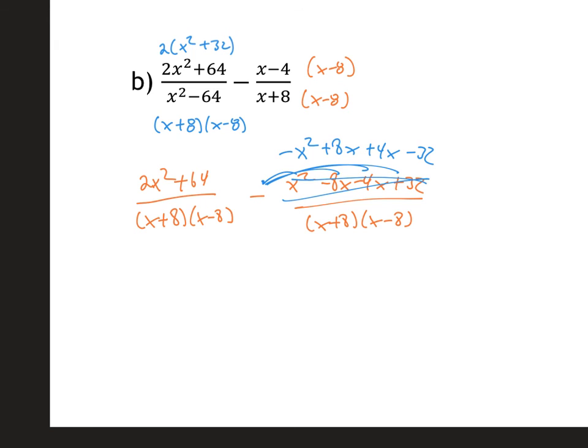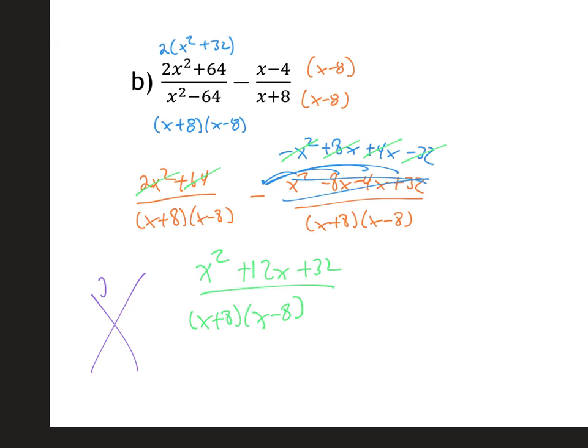So 2x squared minus x squared is x squared. Did it again. Let's go back to that green. So I got an x squared. 8 plus 4 is 12 x's. 64 plus 32 is 32. Now, are there any factors of 32 that give you 12? Yep, 8 and 4. So this one factors further.